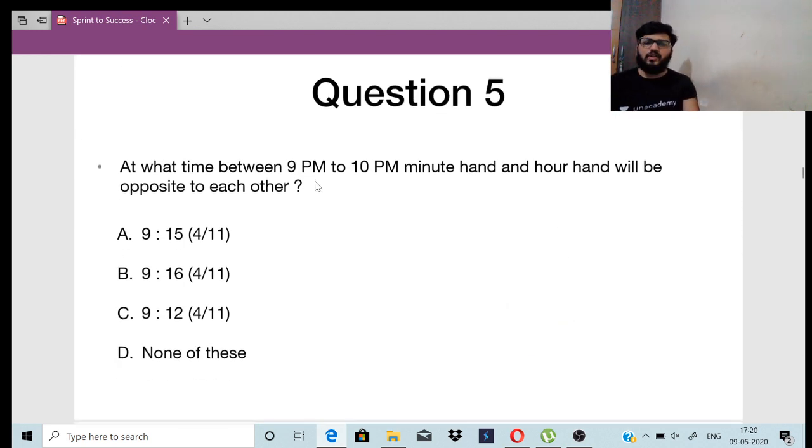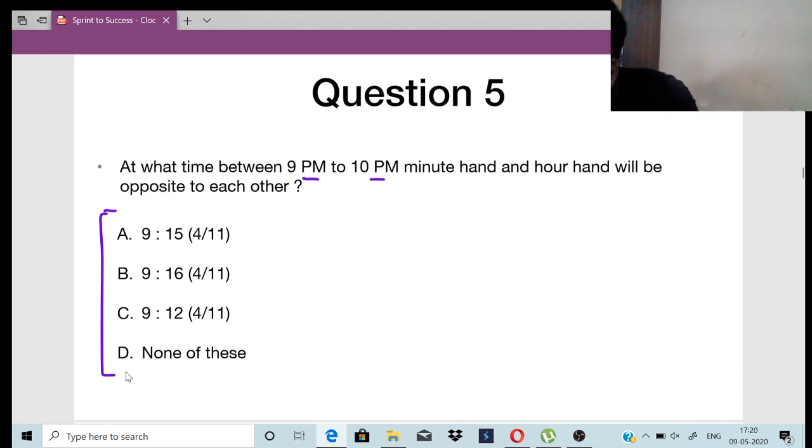Okay, the next question. At what time between 9 p.m. and 10 p.m. will the minute hand and hour hand be opposite to each other? Here are four options. Give me the right one.